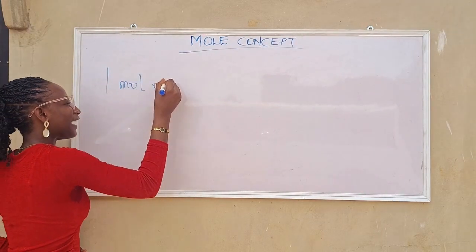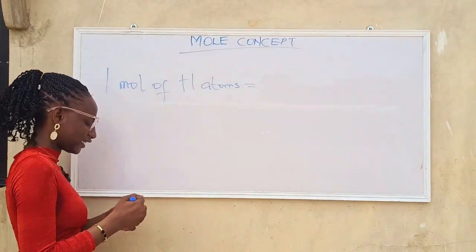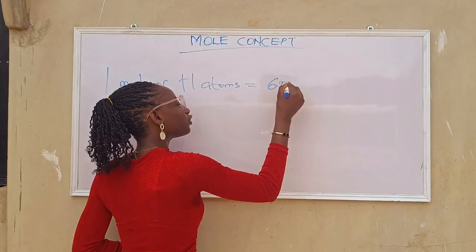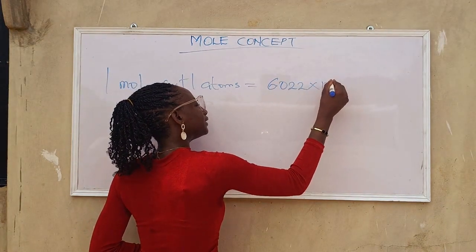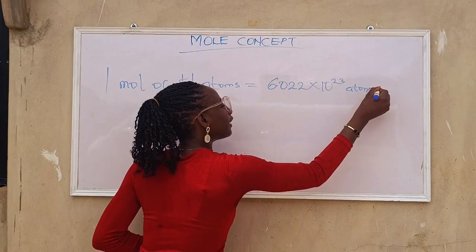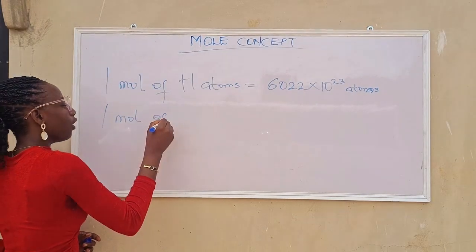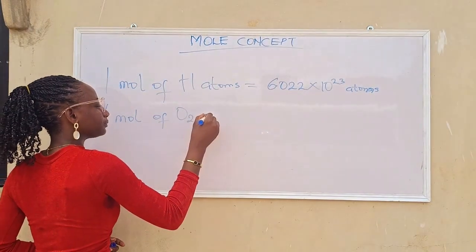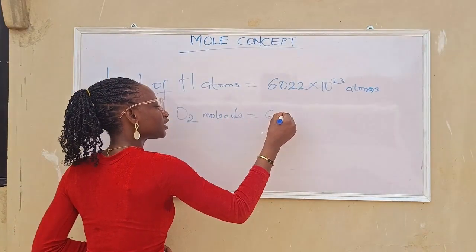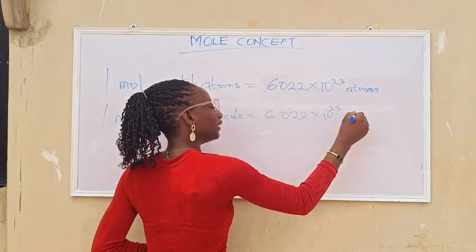1 mole of hydrogen atoms. I believe you can determine that 1 mole of hydrogen atoms will contain how many atoms? It contains 6.022 times 10 raised to the power 23 atoms. What if I ask you to find what is in 1 mole of oxygen molecules? It's going to be also 6.022 times 10 raised to the power 23 molecules.